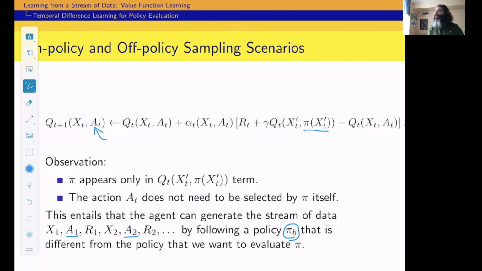Oh, so there's a question, I guess. Right, yes, so exactly, that's a point. It's an off-policy method.